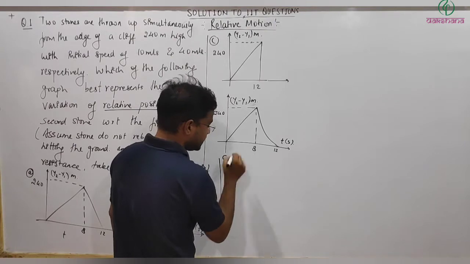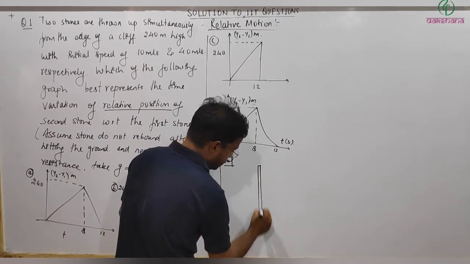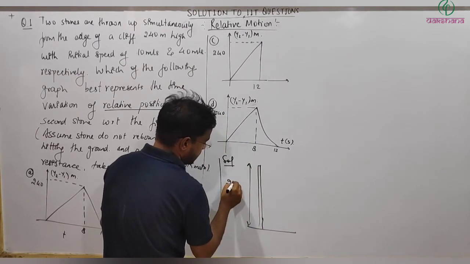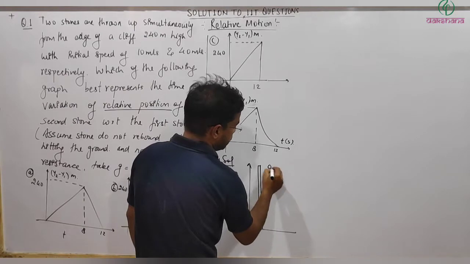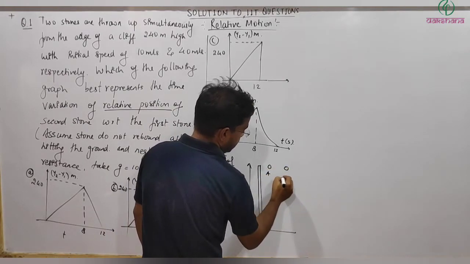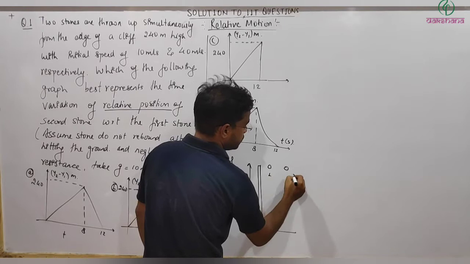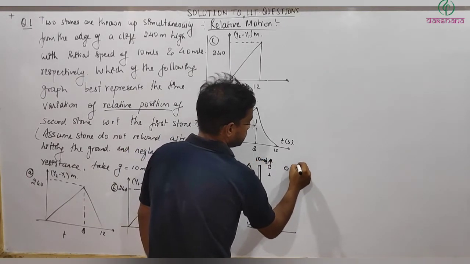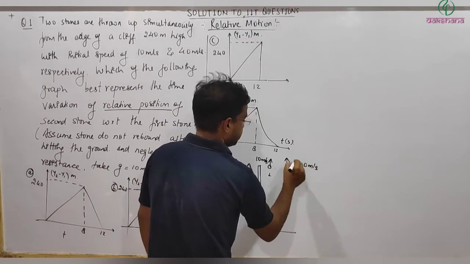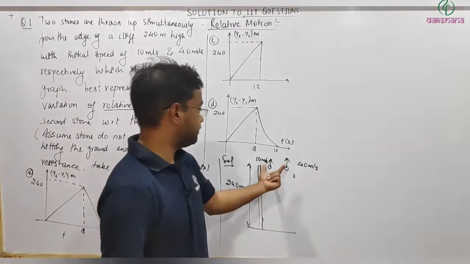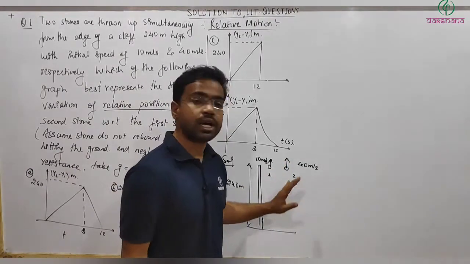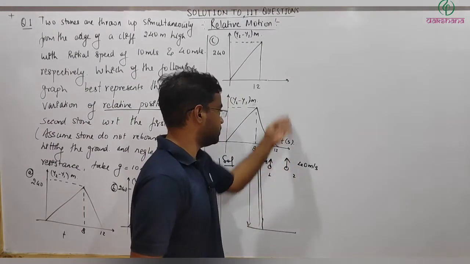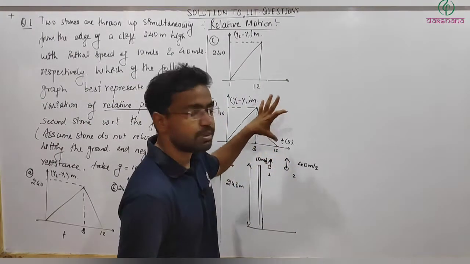It is saying that from a building 40 meter high, two stones are thrown. Let me say stone 1 and stone 2. One with a velocity of 10 meter per second and another with a velocity of 40 meter per second. These two stones are thrown simultaneously. The initial velocity of this one is higher, so it will move faster, and the other will move slower. So separation will start.